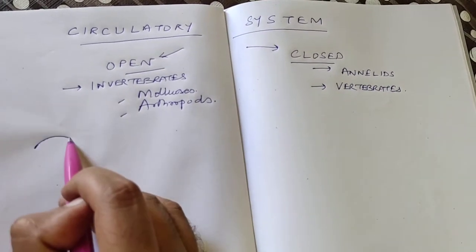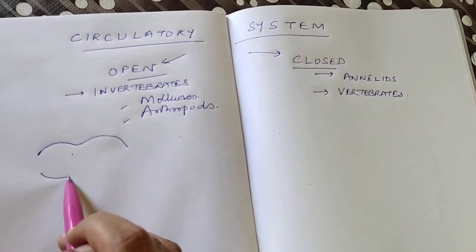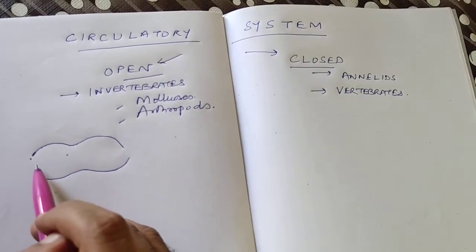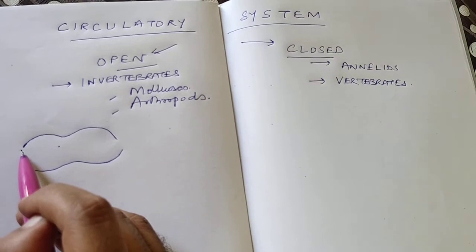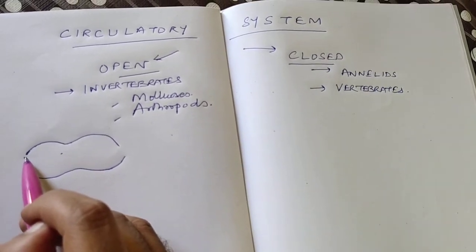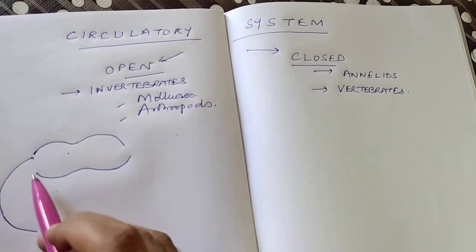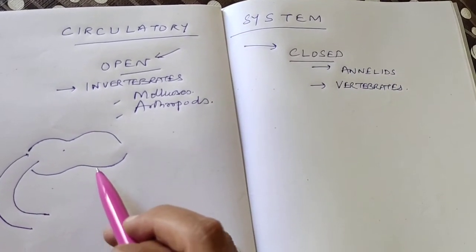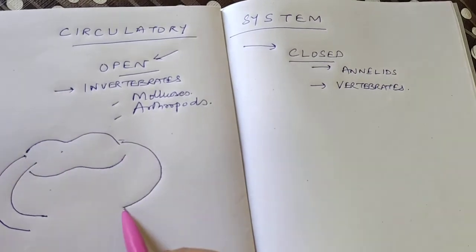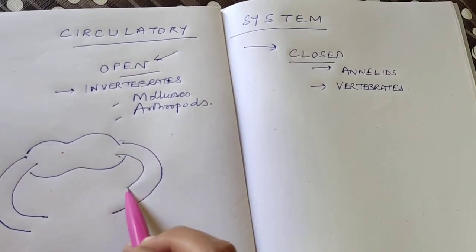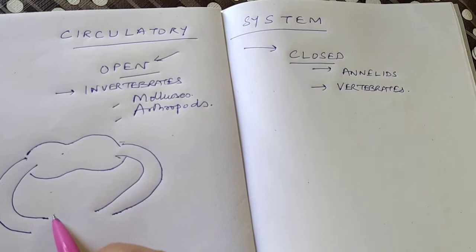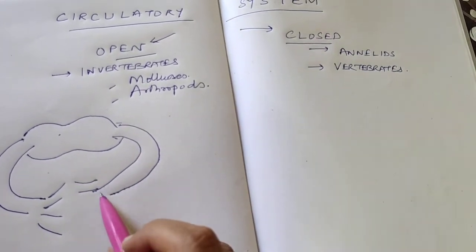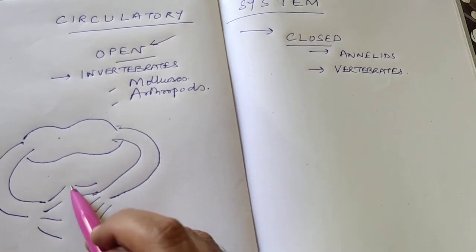If you consider this as a primitive heart, from there on, the fluid, that is the hemolymph, passes directly into the body cavities, that is the hemocoel. From there on, the nutrients and gases diffuse into the body organs.